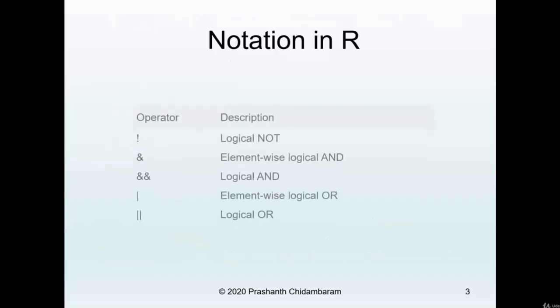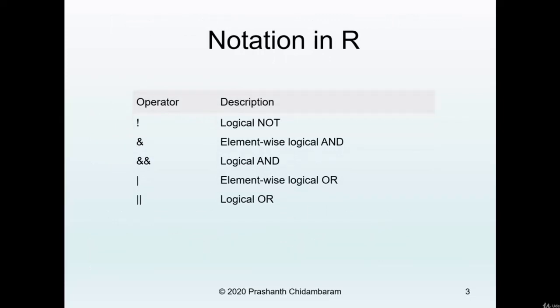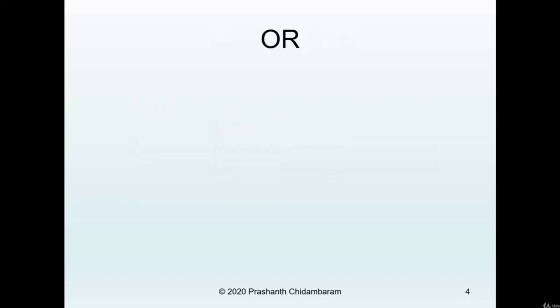Notation in R: the exclamation mark indicates not, the ampersand is for and, and the vertical line is for or. We'll look at the details and the differences between the single ampersand and the double ampersand, and the same thing for or, in the later part of the video.